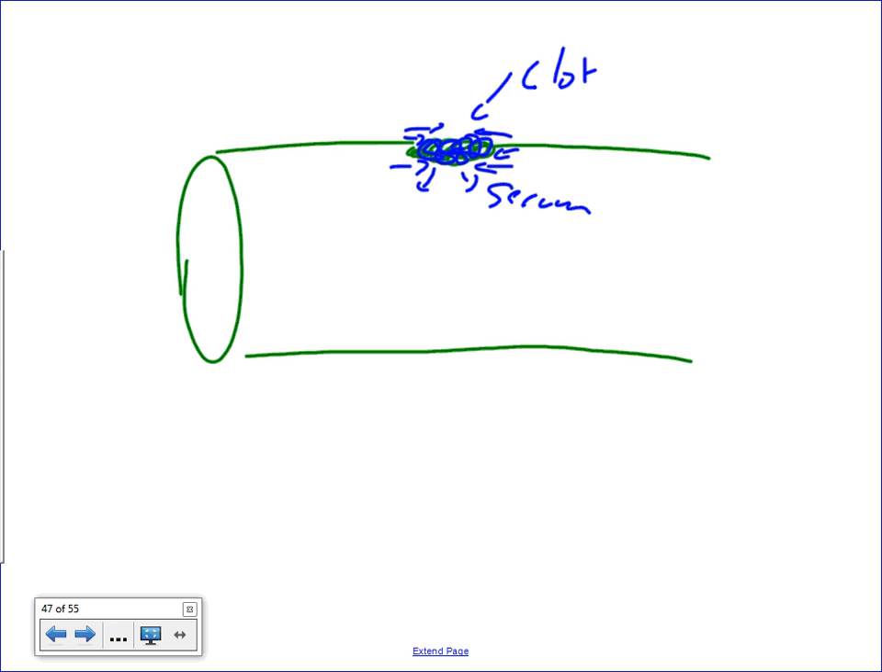And then essentially there's going to be an enzyme secreted called plasmin that is going to break down this clot so the vessel can completely rebuild. And that essentially is hemostasis, how we control bleeding.